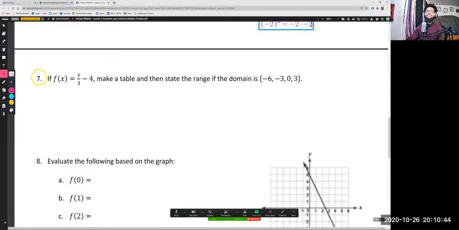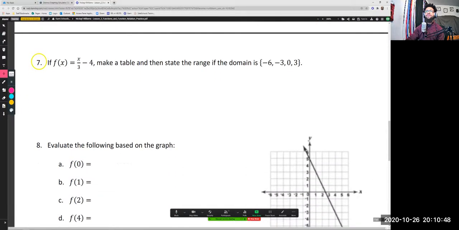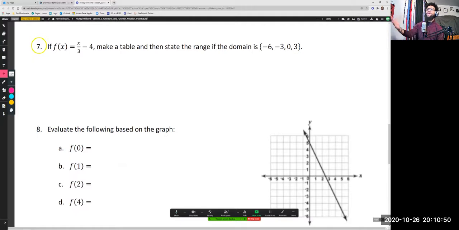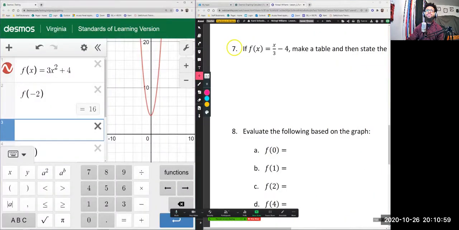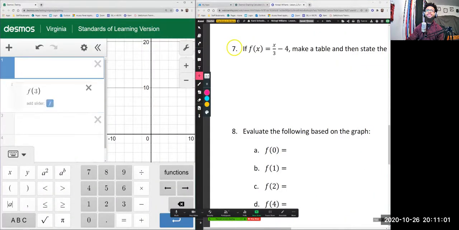Let's look at number 7. Number 7 says, if f of x equals x over 3 minus 4, make a table, then state the range if the domain is -6, -3, 0, and 3. All right, so here I'm going to pull up good old Desmos again because it's a tool to use. Let's use it to the fullest.